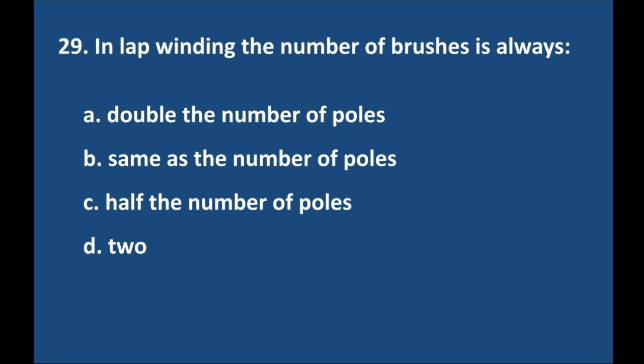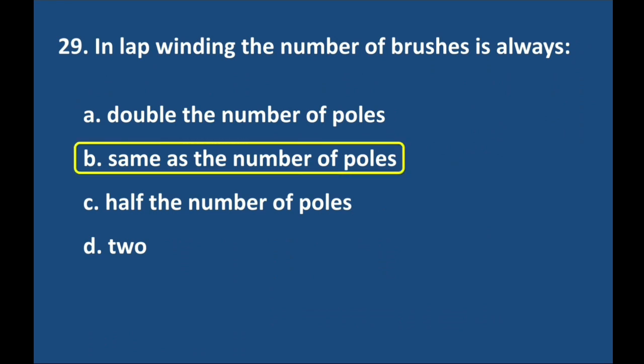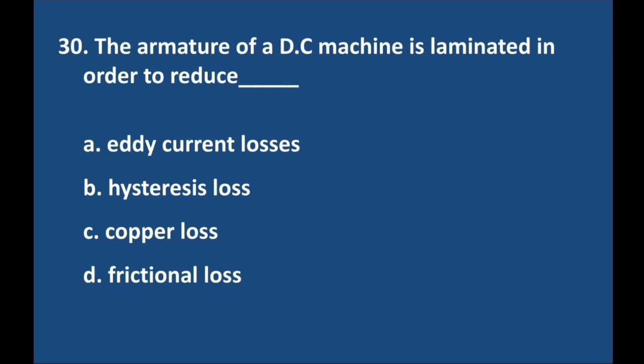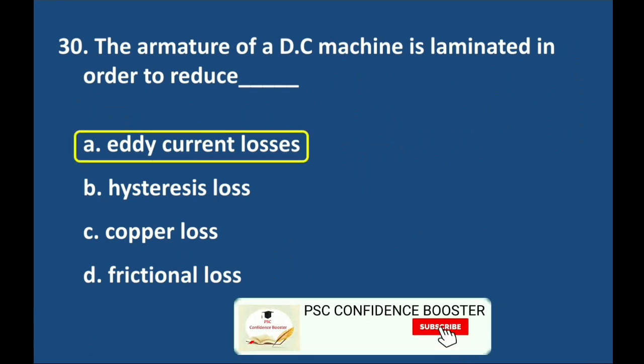Question number 29. In lap winding, the number of brushes is always. Answer is option B, same as the number of poles. Question number 30. The armature of a DC machine is laminated in order to reduce dash. Answer is option A, eddy current losses.